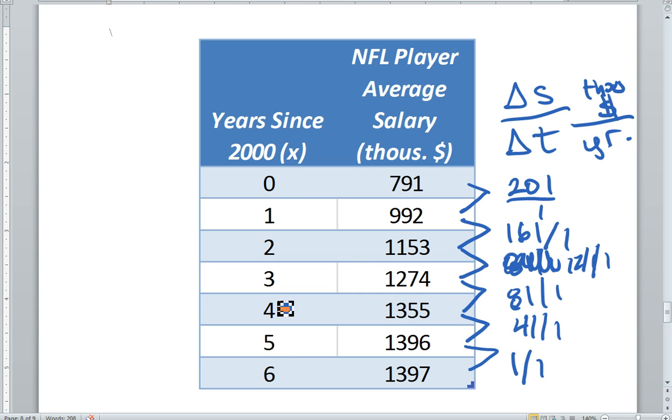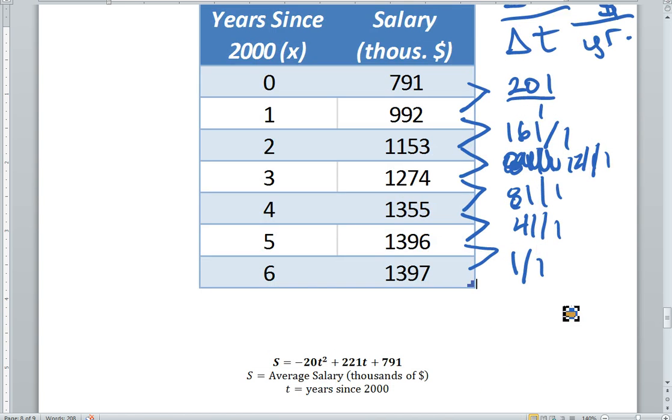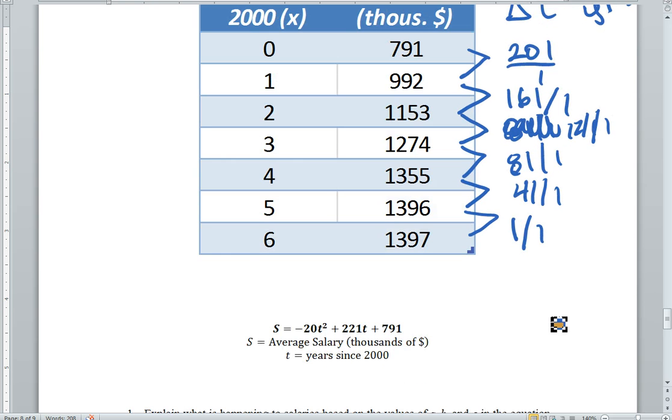Similarly, we would go down the line and we would get $41,000 per year from 2004 to 2005, and only a salary increase of $1,000 from 2005 to 2006. Okay, well, let's now look at what model these outputs are generated by. The model is the average salary equals negative 20 times the year squared plus 221 times the year plus $791.